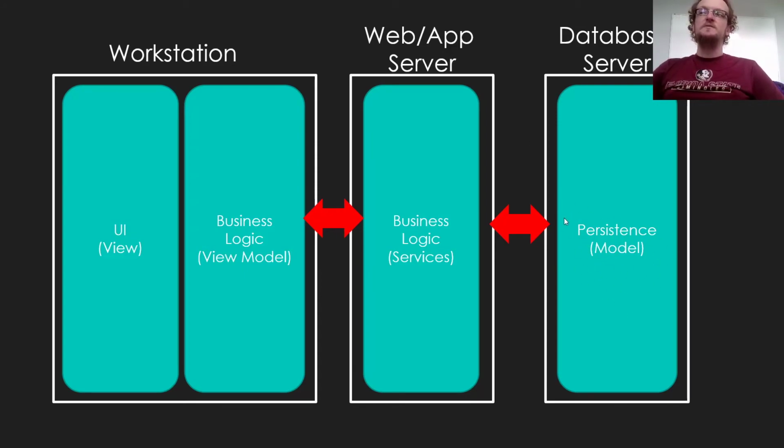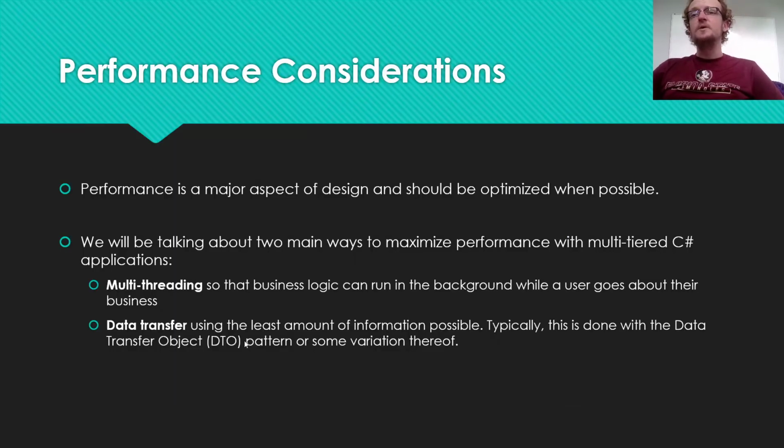You don't have to wait for that string to be transferred from the database server to the application server, and then from the web application server to your workstation. So the very common pattern for doing this is called a data transfer object, or a DTO. And so we're going to make heavy use of DTOs as we go from next week into the next week and talk about server-side coding.